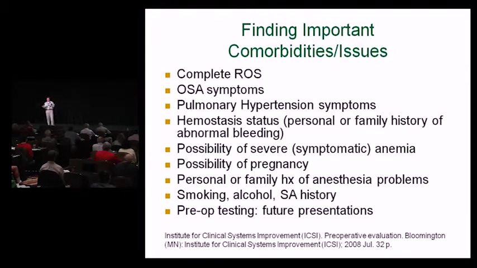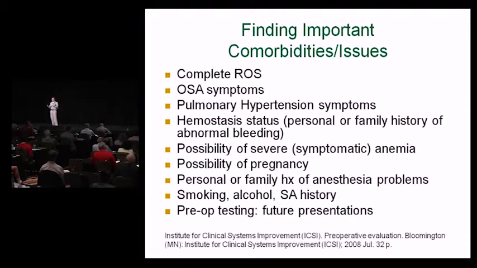Certainly whether there's any hemostasis issues that might be coming up with a personal or family history, the possibility of severe anemia, not by necessarily getting a CBC on every patient, but by asking symptoms that might lead us to the idea that the patient has a severe anemia. Certainly, we should know if the patient is pregnant. Certainly, we can figure out if they've had a family history or a personal history of anesthesia problems and make sure that we're helping our anesthesia colleagues to know that that's been going on.